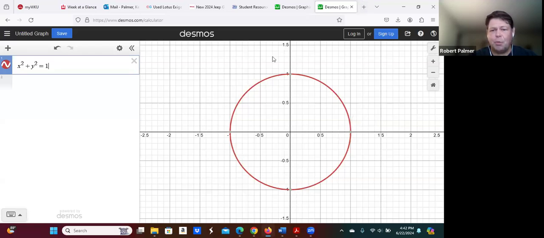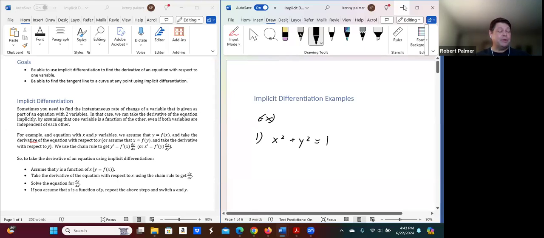Now, what if we wanted to find the instantaneous rate of change at any point along this circle? Of course, that's going to be the slope of the tangent line at any point of the circle. The way we do that with an equation like this, or any general equation, is called implicit differentiation. So let's come back over and talk about what that means.